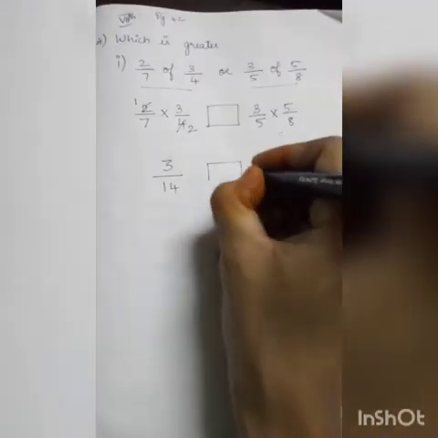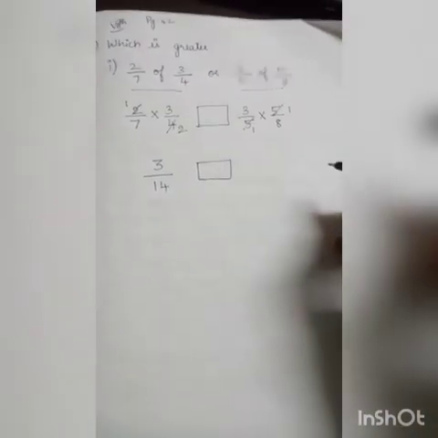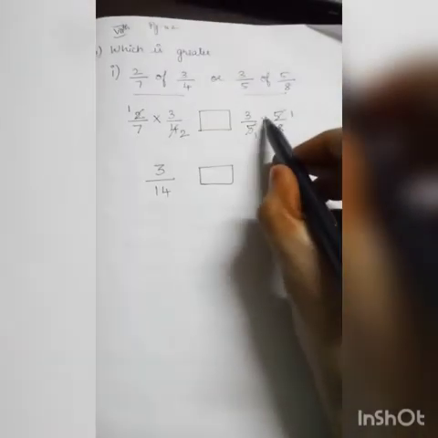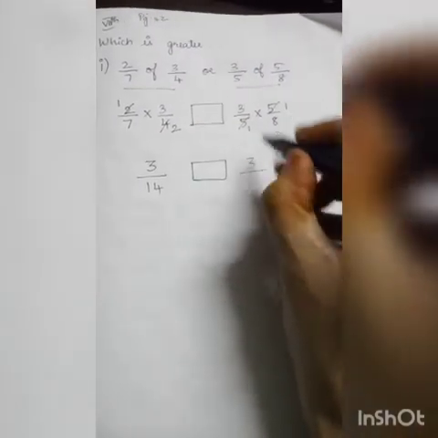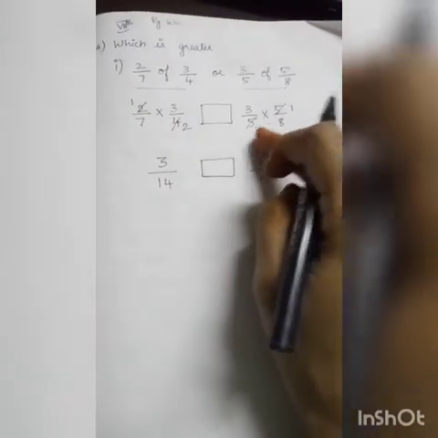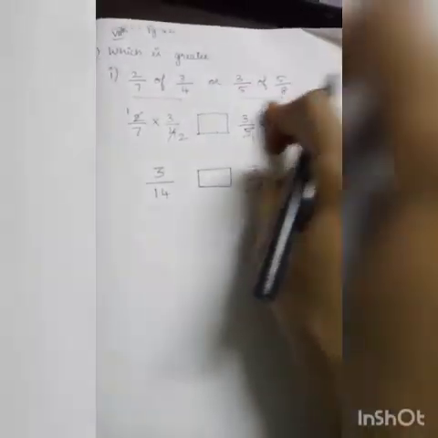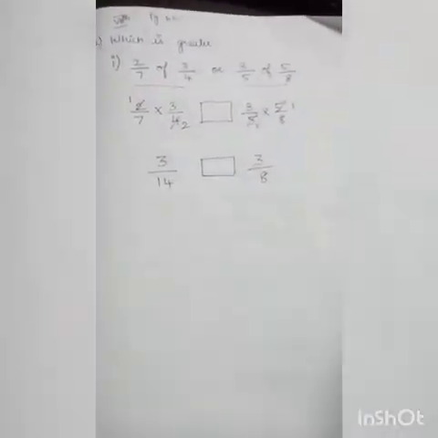Then the box I am writing as such. Here 5 ones are 5, 5 ones are 5. Here also I am cancelling first, then I am going to multiply. 3 into 1, 3. 1 into 8, 8. Now after all solving, I have got this as my answer.